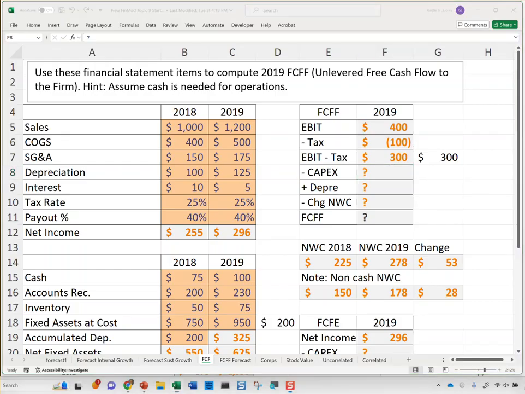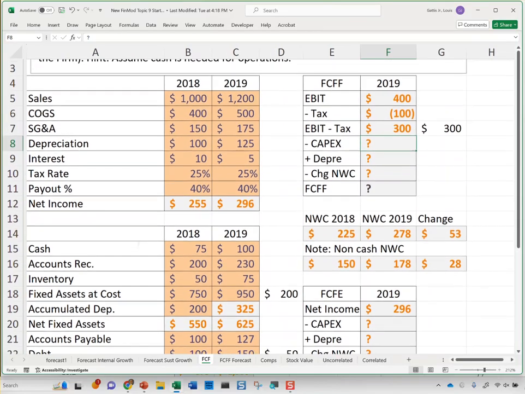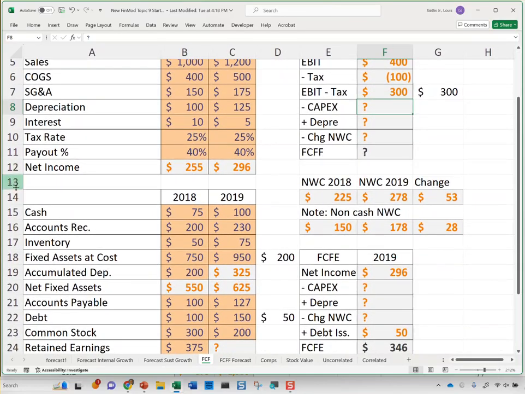So far so good. Now, CapEx. Well, from the balance sheet, you can see that their fixed assets at cost went from $750 to $950. So it looks like they bought an extra $200 of fixed assets in 2019. I'm going to subtract that $200, that increase in fixed assets at cost. I'm going to add back the depreciation in the income statement.